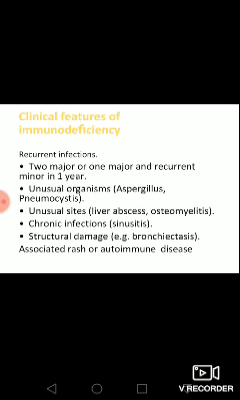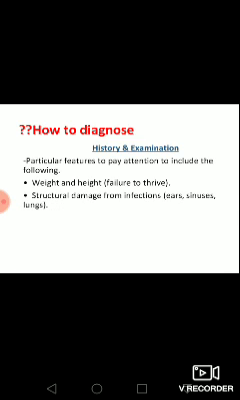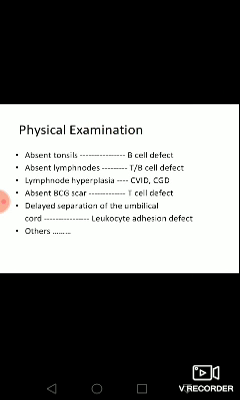Usually the child presents with recurrent infection, two major or one major and recurrent minor, usually with an unusual organism like aspergillus or pneumocystis, and also unusual sites like liver abscesses, osteomyelitis, chronic infections like sinusitis, structural damage like bronchiectasis, and other associated autoimmune diseases. We are going to pay attention to failure to thrive in this person and also the structural damage associated with the recurrent infection.